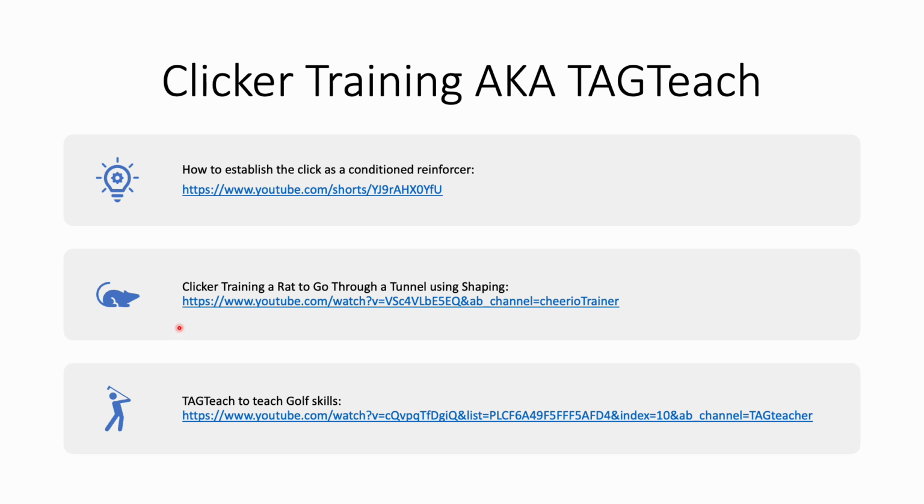The second video you can click through and you'll see a rat that's being taught to go through a tunnel. They're using shaping, but the reinforcer that they're delivering is a clicker. So it's clicker training. And then finally, in the last video, you'll see golf skills being taught through tag teach, and they are using shaping as well.